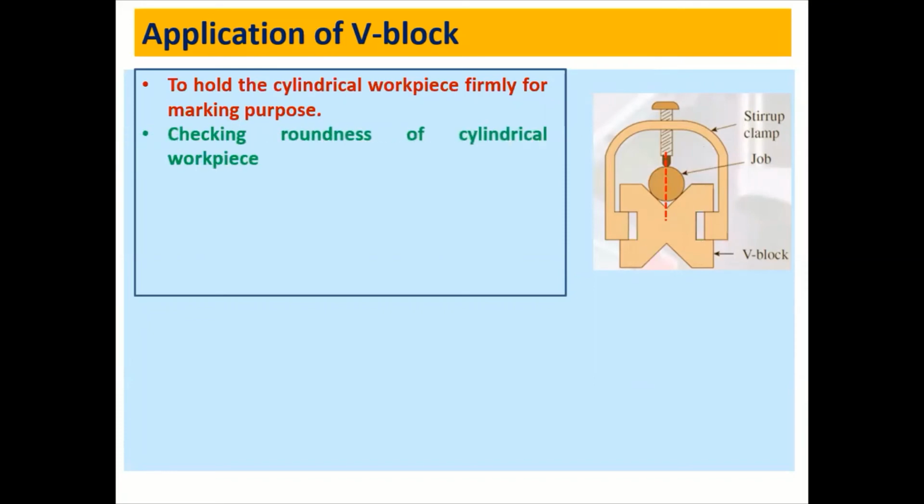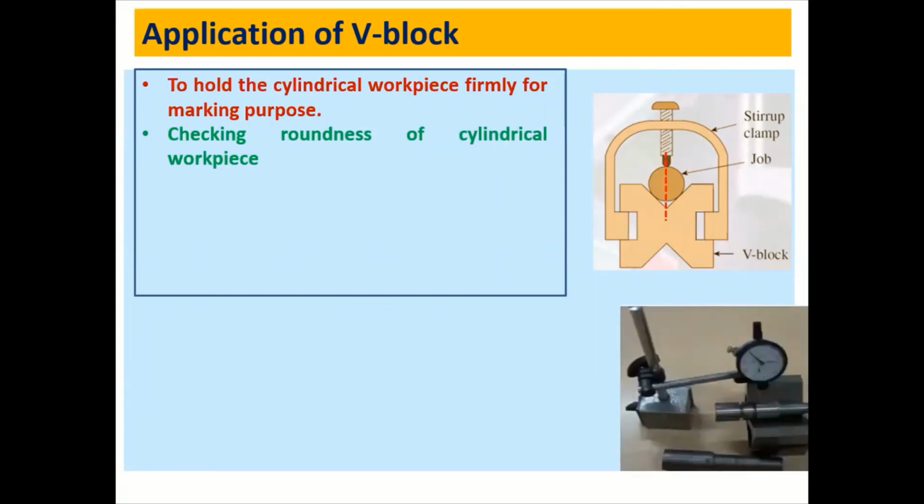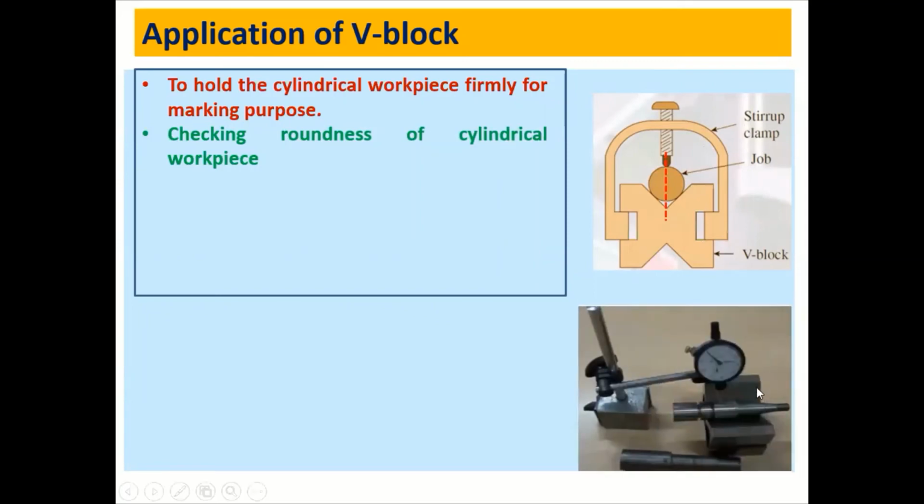Then checking the roundness of a cylindrical workpiece. You can see we are placing the cylindrical component over the V block, and the feeler of the dial gauge is touching the outer periphery of the component. This dial gauge is mounted on a stand, so that we can rotate this workpiece slowly and check the roundness also. So again, the V block plays a very important role here.